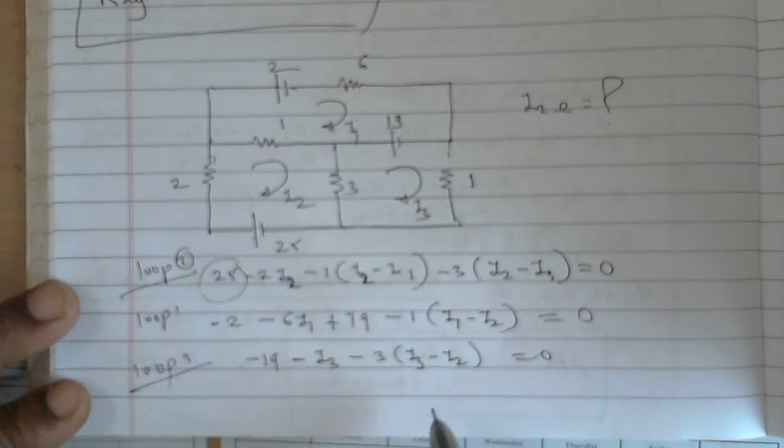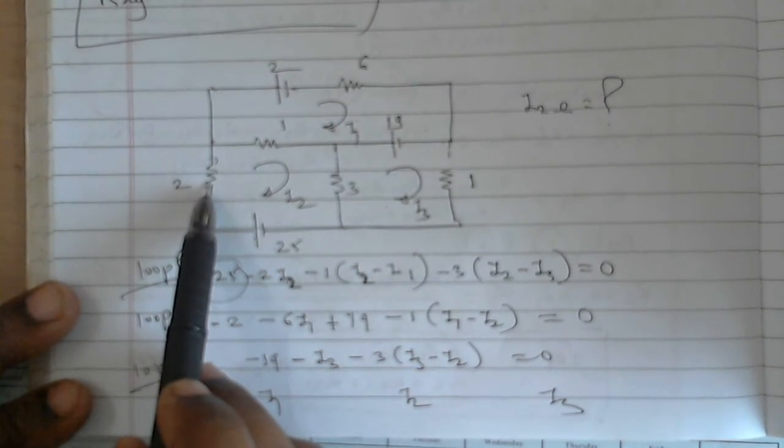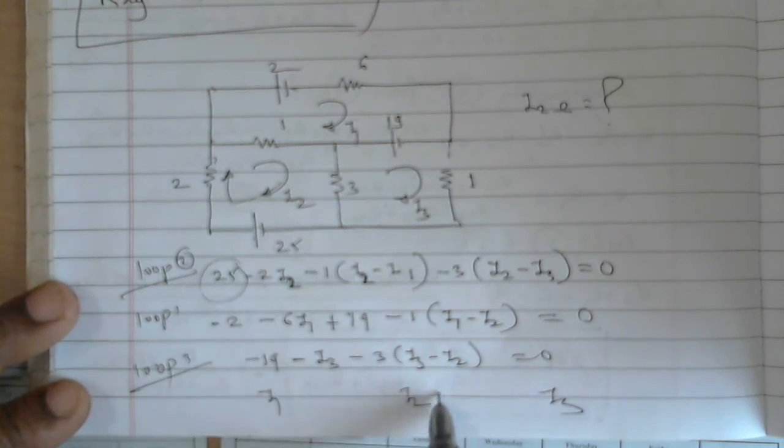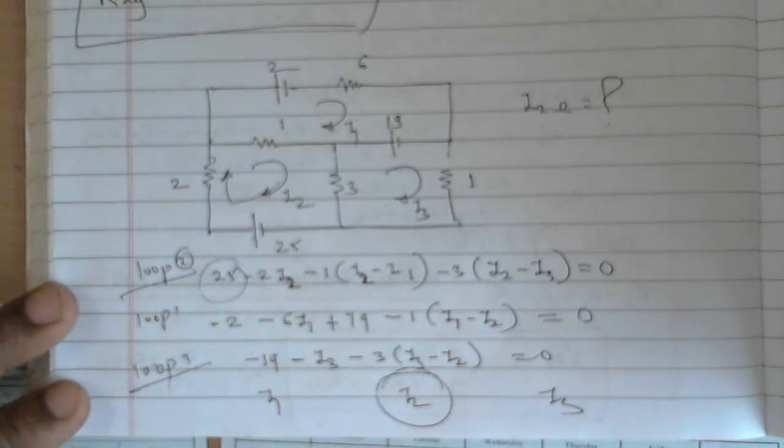Now solve these three simultaneous equations, you will get I1, I2 and I3, and from 2 where they have current through 2. So I2 is directly passing through 2. So current I2 is nothing but the current through 2.